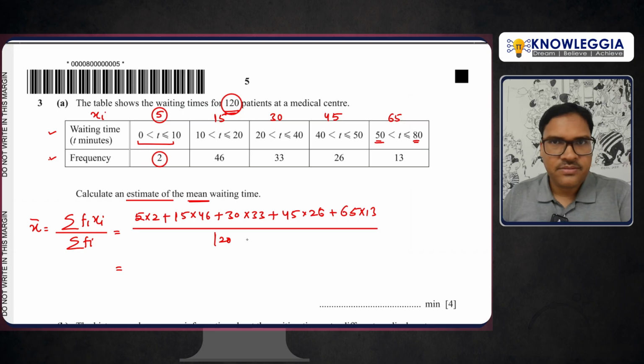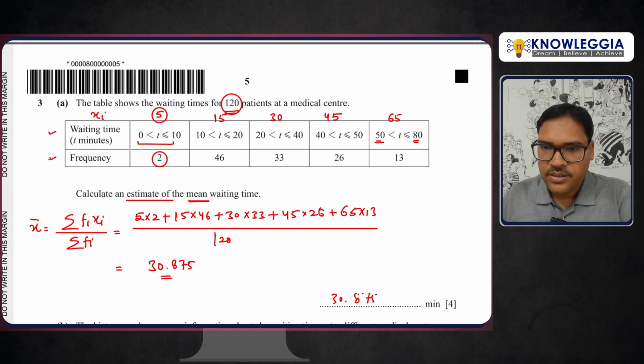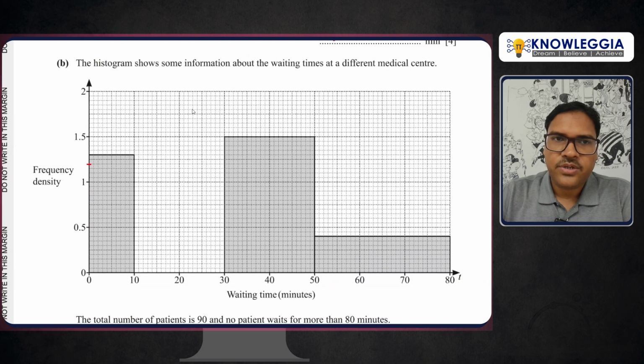Now we can just check this. You can use a calculator and see. I'm just writing the answer. This will give you 30.875. That you can check. That is the answer, 30.875 minutes. Okay. So I hope you can do the calculations. Now let's move to the next question.